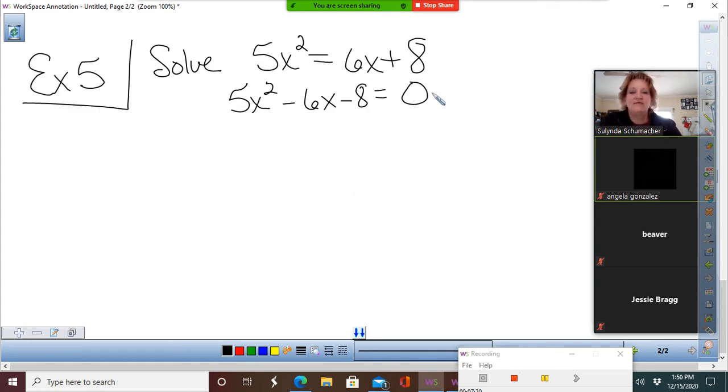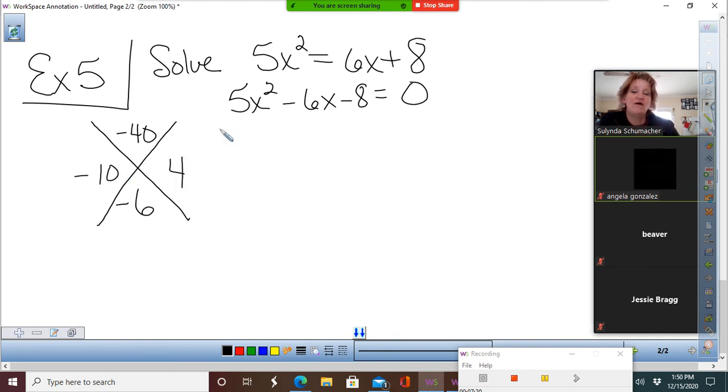All right, so I'm going to go ahead and factor this. Is there a greatest common factor I can take out? There's not. So I'm going to draw my x. Last number times the first is negative 40. Middle number is negative 6. I need 2 factors of negative 40 that will give me negative 6, which is negative 10 and 4.